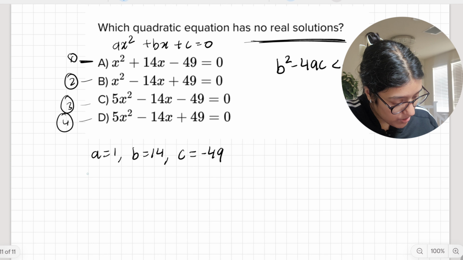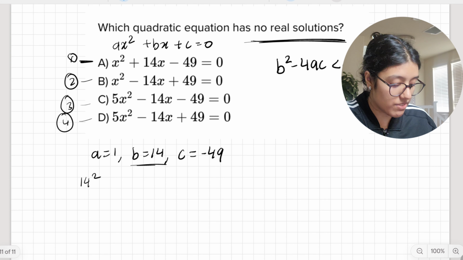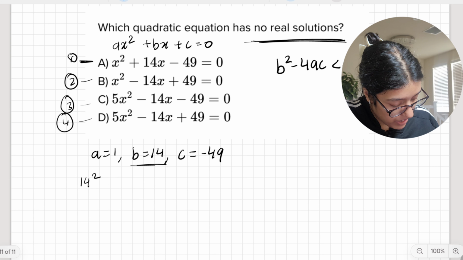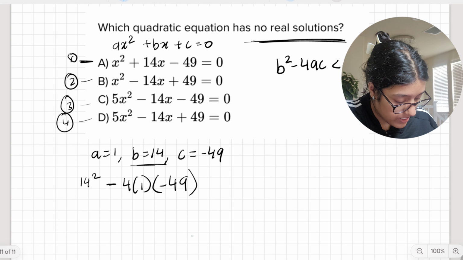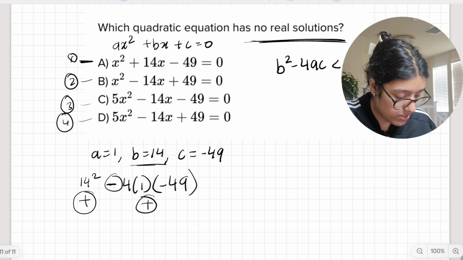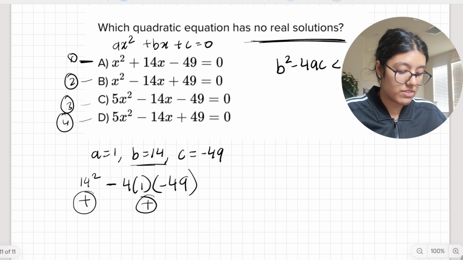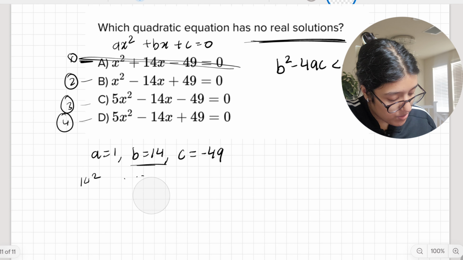So we have b squared minus 4ac. B squared is 14 squared. Well, that's obviously positive. And then we have minus 4, a is 1, and then c is negative 49. Okay, so this is positive for sure. And this is also positive for sure because that minus and minus make a positive. Positive plus positive is positive. So we know that the first one is not our answer because we want a discriminant less than 0. So the first one is not our answer.